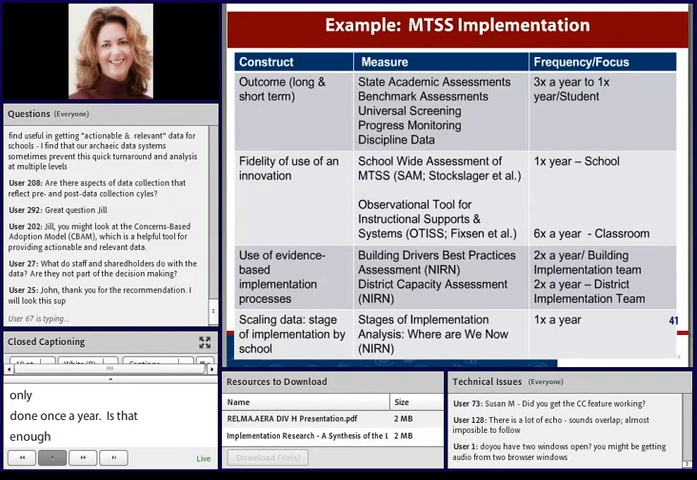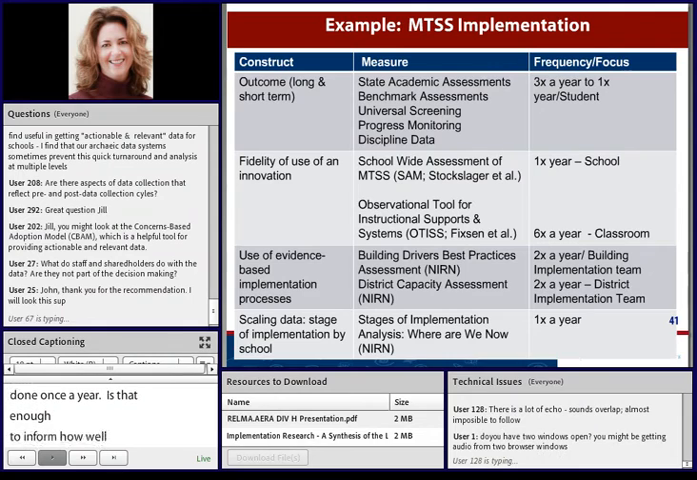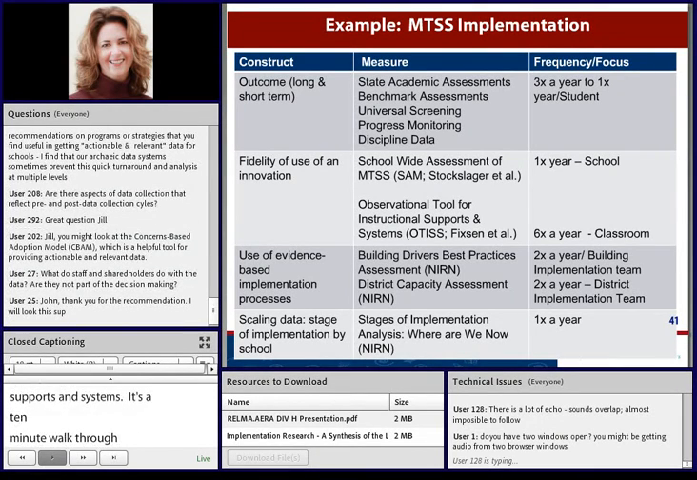So we also recommended our observational tool for instructional supports and systems. It's a 10-minute walkthrough observation of instructional practices based on John Hattie's work. They're looking at using that 6 times a year.